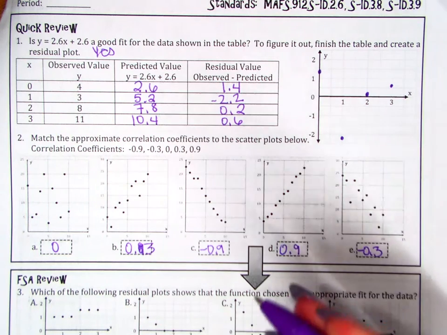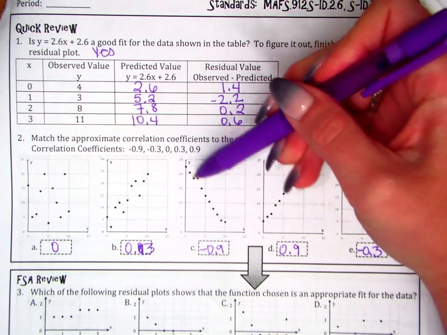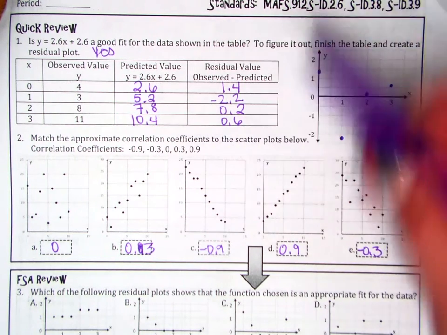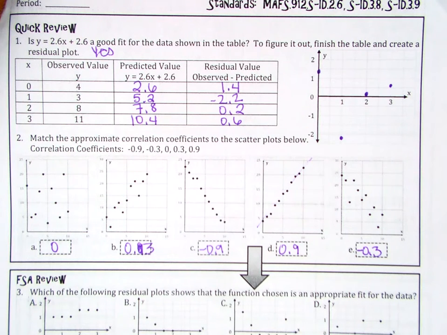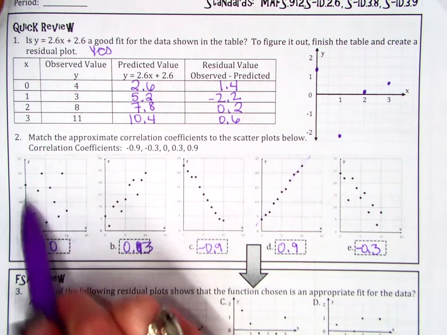So basically, since this is closest to 1 because it almost makes a straight line, you always want your correlation coefficient close to negative 1 or positive 1. You don't want it close to 0 because then you end up with this hot mess.